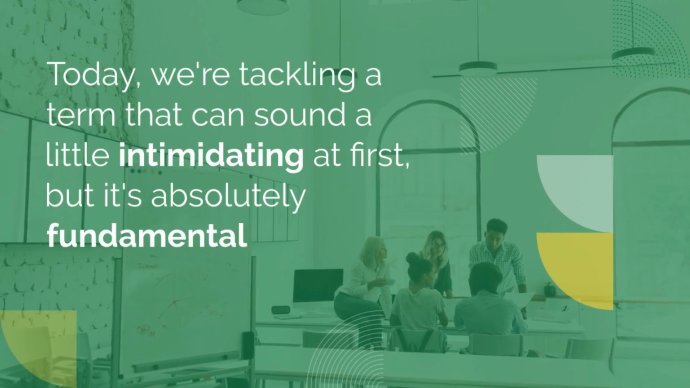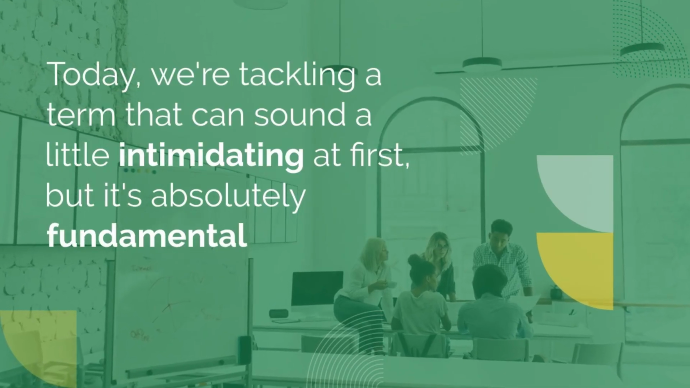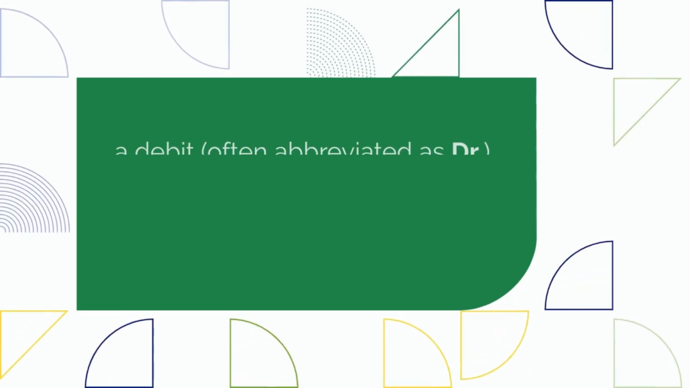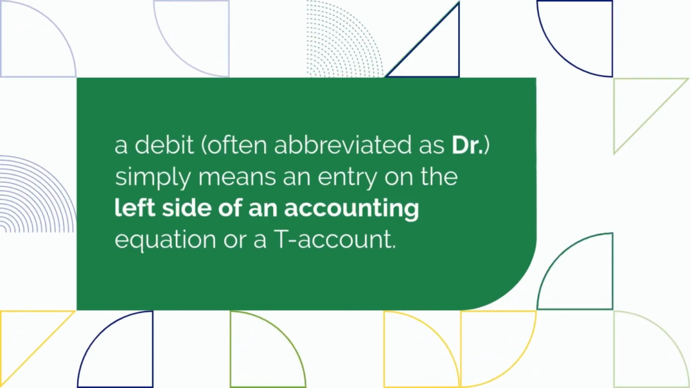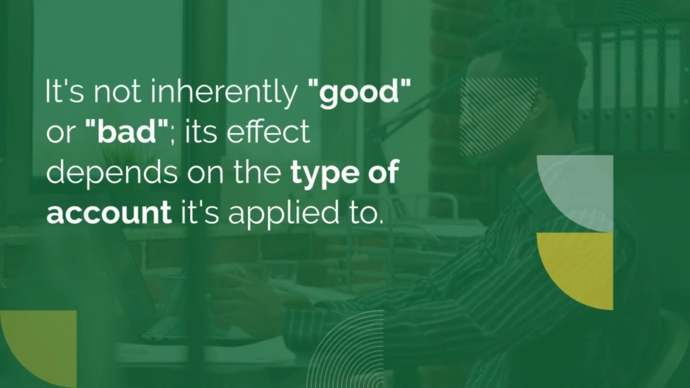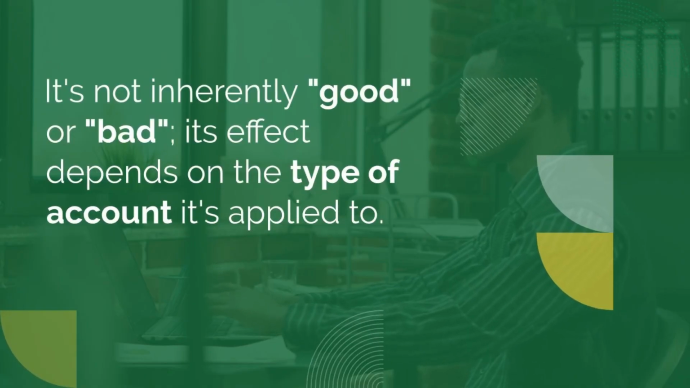Today, we're tackling a term that can sound a little intimidating at first, but it's absolutely fundamental: debit. In accounting, a debit, often abbreviated as DR, simply means an entry on the left side of an accounting equation or a T account. It's not inherently good or bad. Its effect depends on the type of account it's applied to.